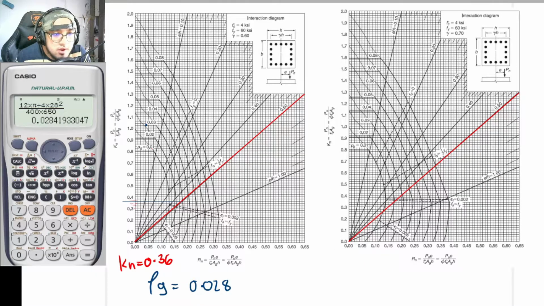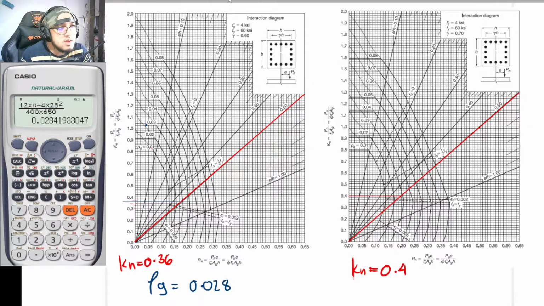It is the same. The 0.02 is here, the 0.03 is here. So, I am assuming that the approximate location of our rho g 0.028 is to be here, around this part. I am assuming that it is to be exactly 0.4. So, with that, Kn is now to be equal to 0.4.